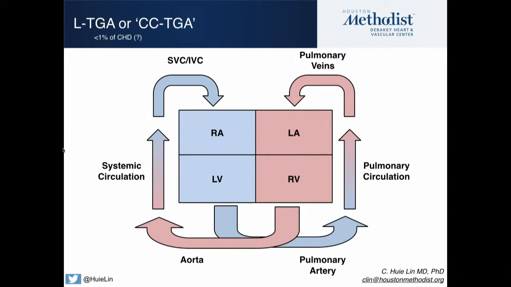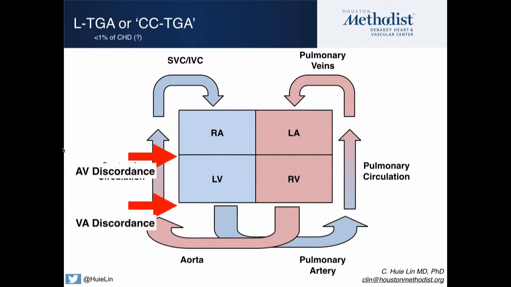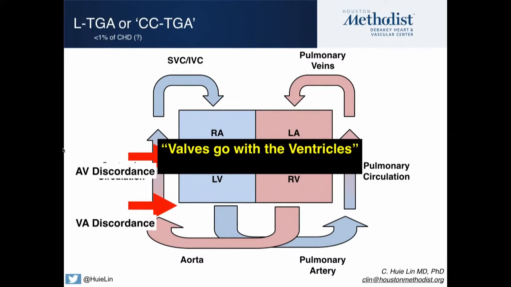Because the atrioventricular relationship is discordant, and the ventriculoarterial relationship is discordant, you have a quote-unquote congenitally corrected transposition. The problem, though, as you can see here, is that the right ventricle again serves as the systemic ventricle, and this can create a major problem for these patients over time. So again, atrioventricular discordance and ventriculoarterial discordance.